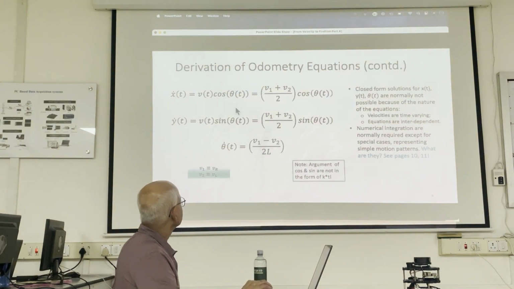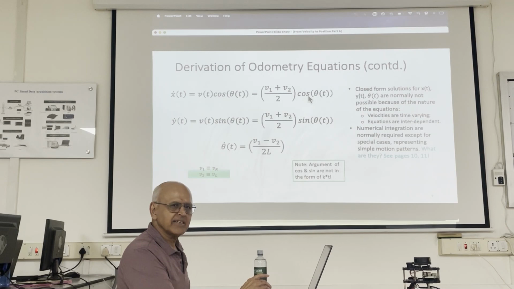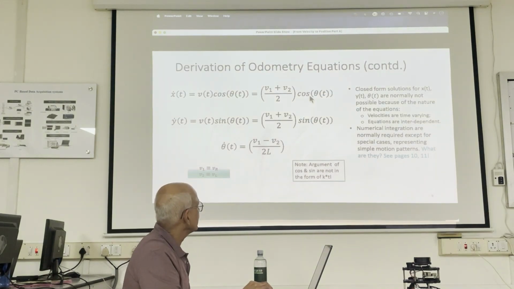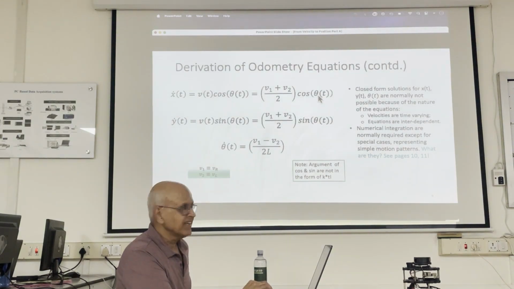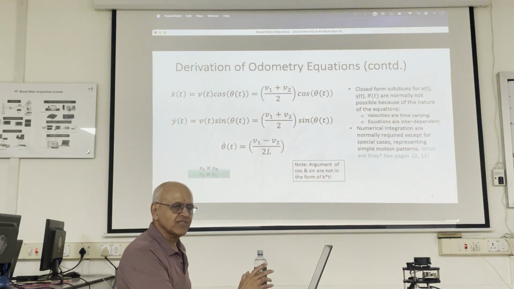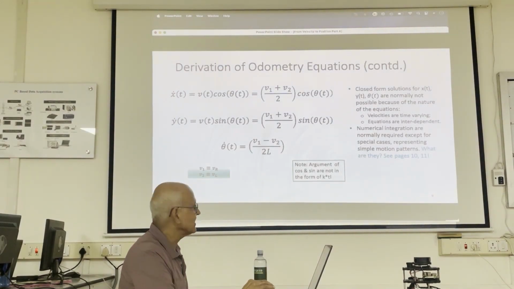Why is that? Just look at it. You're saying, I know the integral of cosine is sine. No, but that's only if this is in the form of a constant times t. This is not cosine 3t, is it? This is cosine theta of t. So you cannot integrate it. You can integrate cosine of 3t, right? You get sine 3t by 3. That's not what this is.